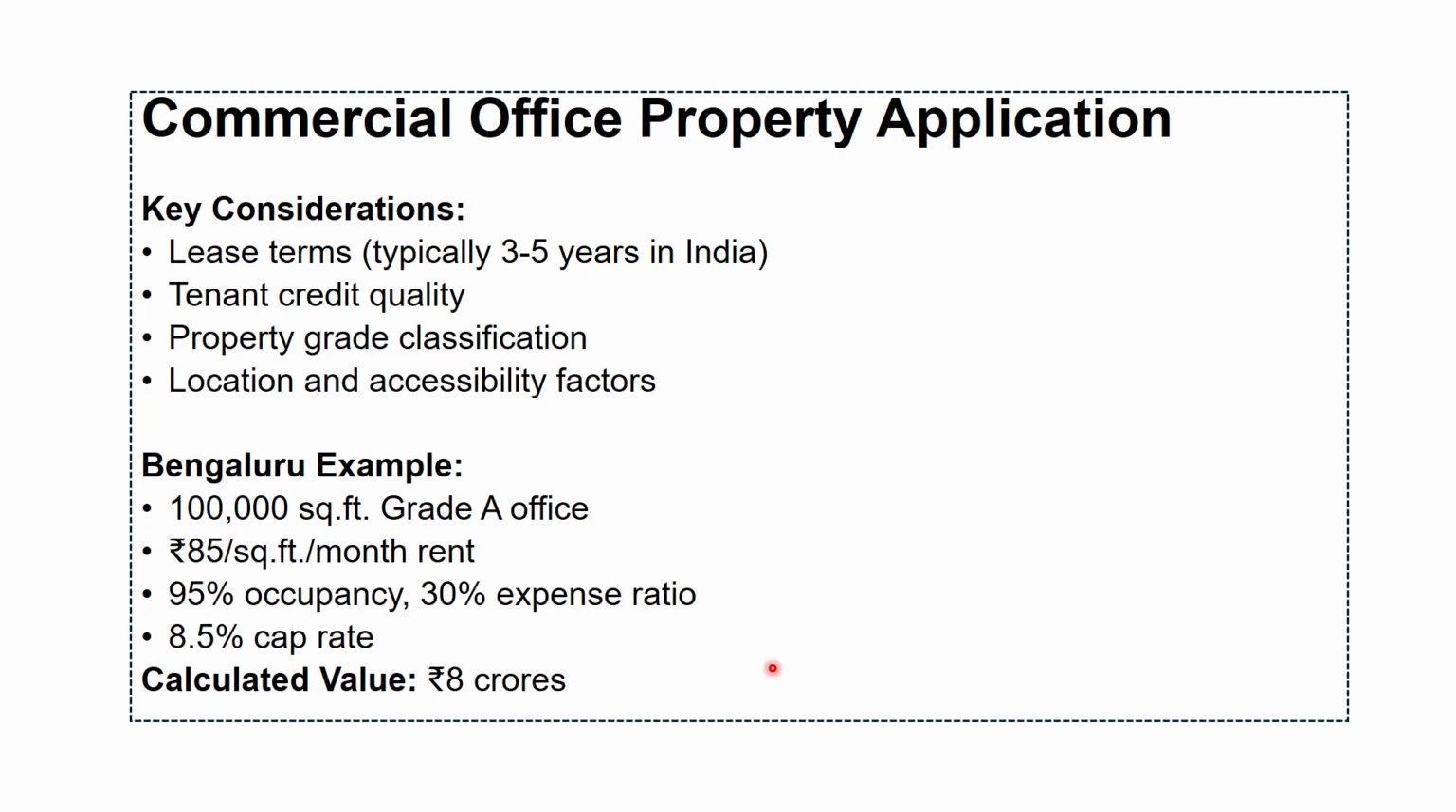So let's take one example here. This is a Bangalore grade A office, which has 10,000 square feet of area, 85 rupees per square foot monthly rent, 95% occupancy and a 30% expense ratio. That generates about 68 lakh in NOI, at an 8.5% cap rate appropriate for this property type and location. The value is approximately 8 crores. Notice how the occupancy assumption and expense ratio significantly impact the value. Professional valuers spend considerable time validating these assumptions through market research. So, market research is a crucial element here.